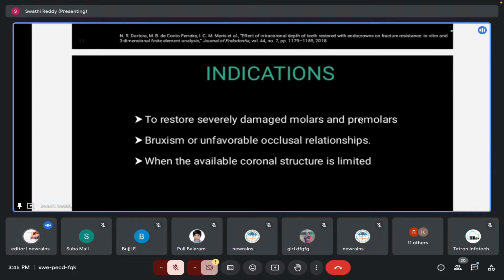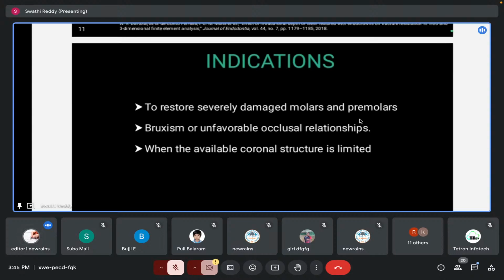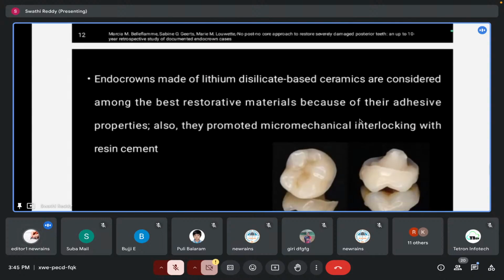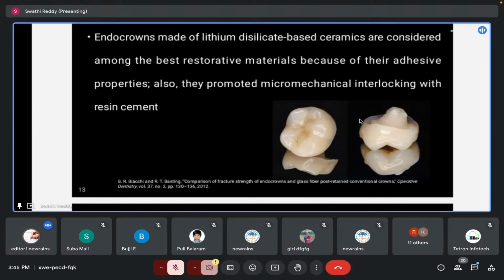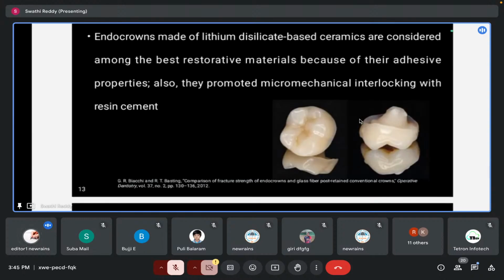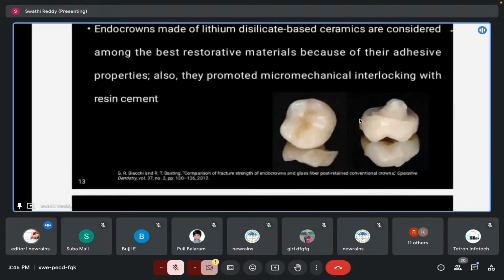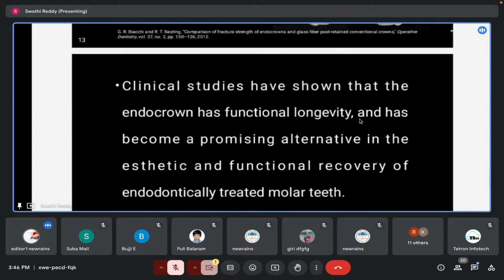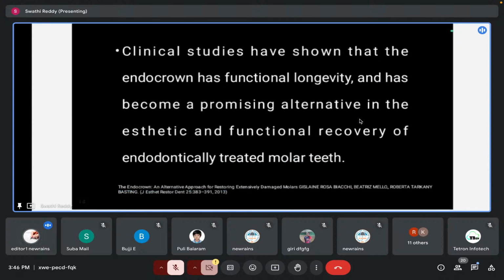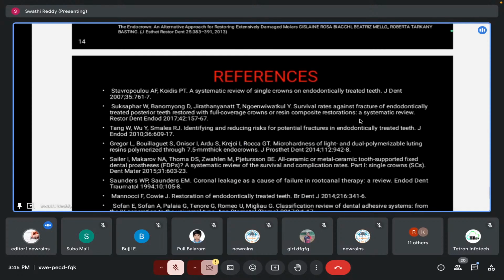Indications: it is used in severely damaged molars, premolars, and where the coronal structure is limited. Endocrowns made of lithium disilicate ceramics are proven to be the best restorative materials, with the help of adhesive properties, and they also promote micromechanical interlocking with resin cement. Clinical studies showed that endocrowns have functional longevity and have become a promising alternative in the aesthetic and functional recovery of endodontically treated molar teeth.